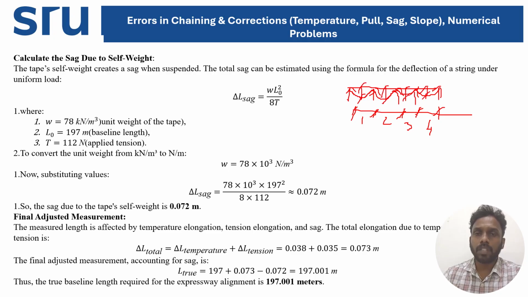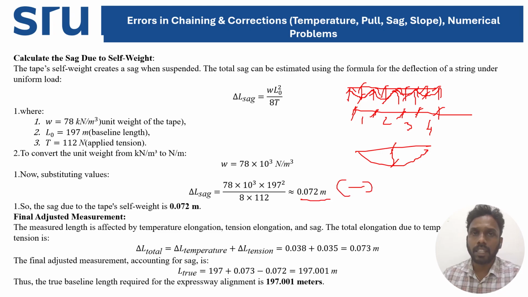Depending upon each sag, your measured distance will get reduced, right? So this correction should always be negative, which we have seen earlier in the formula sections, right?